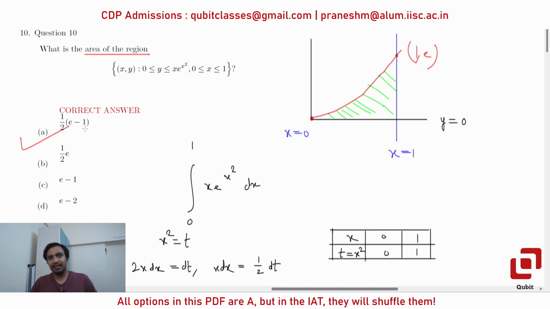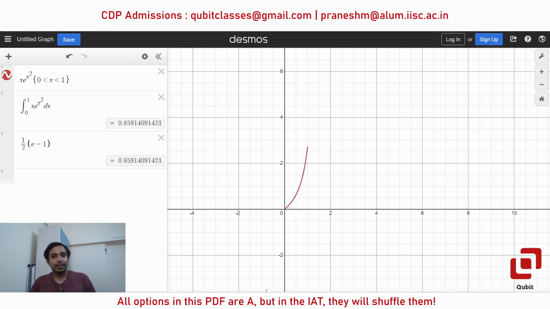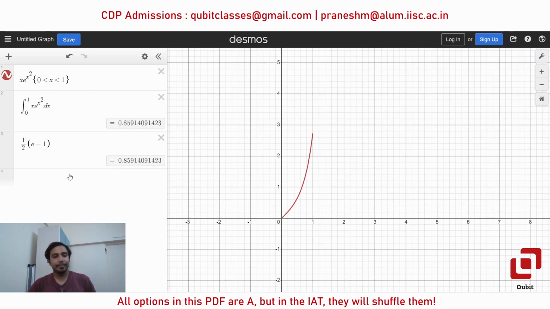Now let's verify this graphically, and let's also take into consideration the other area. Look here. I've already plotted the function x e raised to x squared between 0 and 1. This is the graph. If you find the integral on Desmos, it turns out to be 0.8591 approximately, and if you go for 1 upon 2 into (e minus 1), it shows you the same thing.